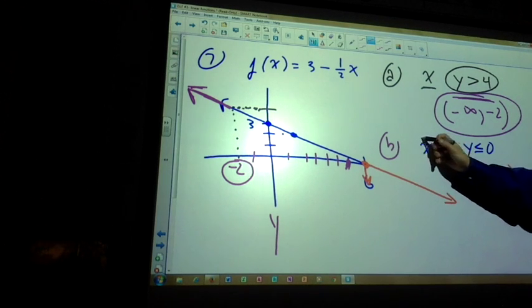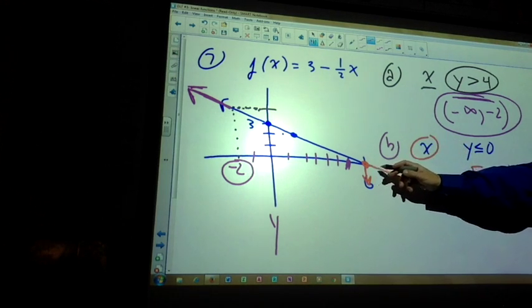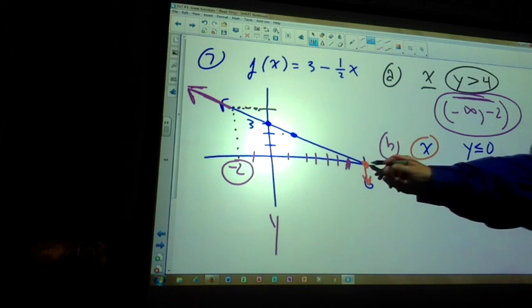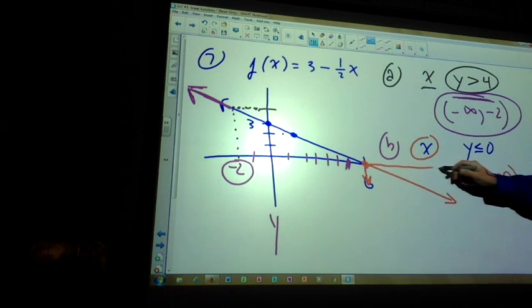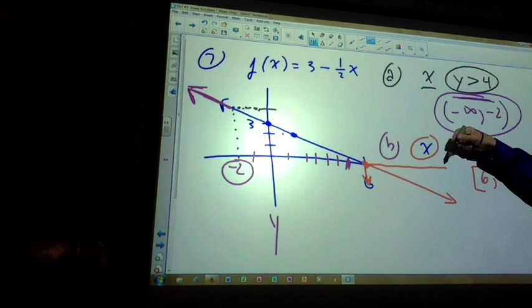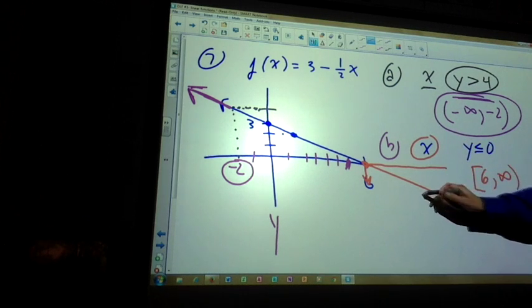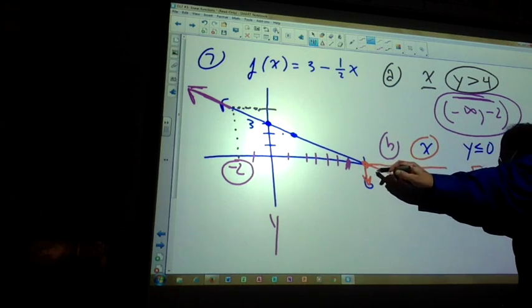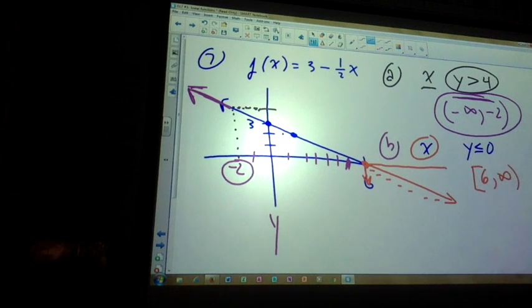And what values in the x direction will, so this graph continues forever, right? The x-axis, the y-axis, this is now all negative values. All these values are negative. They're less than or equal to 0 underneath in the y direction.